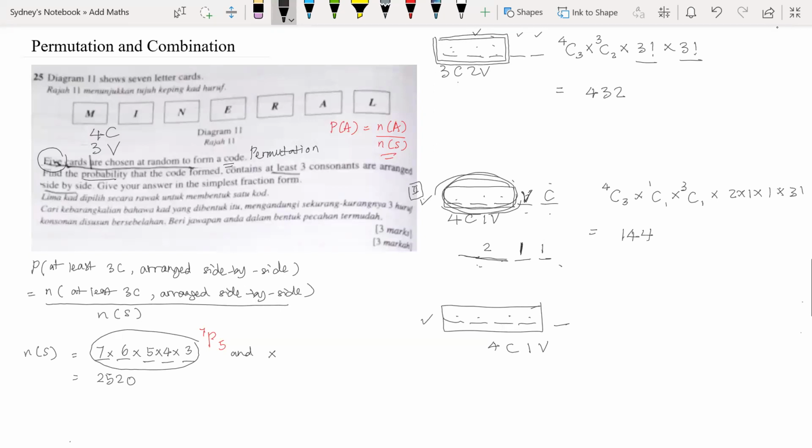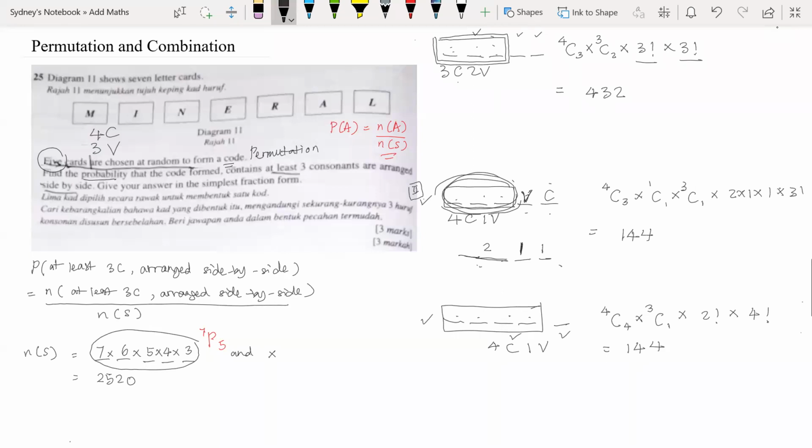And for the third scenario, we have 4 consonants and just choose 4 of them. And then out of the 3 vowels, we choose 1. And then now we can just arrange them. Externally, we have 2 items, so we have 2 factorial, followed by internally with 4 items to be permuted, so we have 4 factorial. Using the calculator, we get 144.